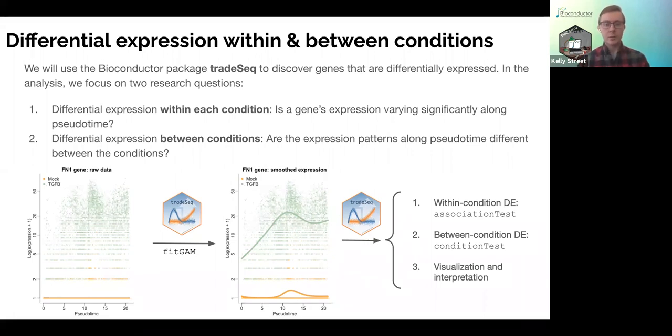And so these are very similar to the types of questions that we used to ask of branching trajectories, where we could say, is a gene following the same pattern in this branch versus that branch? Now we're just talking about, is it the same pattern between conditions? And so this is, I think, a very good fit for the types of models that we had already developed with TradeSeq. And so with that, I'm going to switch over.